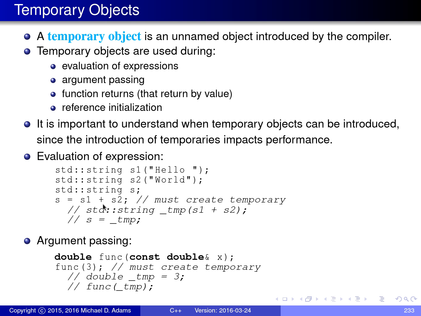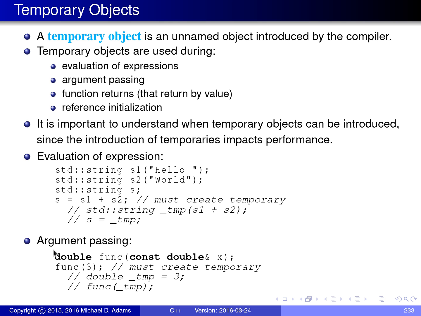So the compiler will automatically generate a temporary object to hold the result of s1 plus s2, in other words, the result of the operator plus function that's responsible for doing string concatenation for the string class. And it will generate code which looks something like this. It will generate a temporary object, which I've called _temp. The actual temporary object generated by the compiler has no name, but for illustrative purposes, I'm calling it _temp. It's initialized to be s1 plus s2, in other words, the result of performing a string concatenation operation. And then this temporary object is assigned to s.